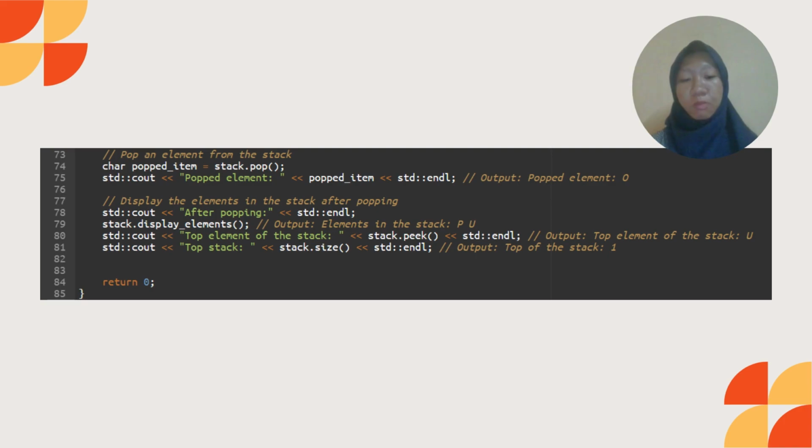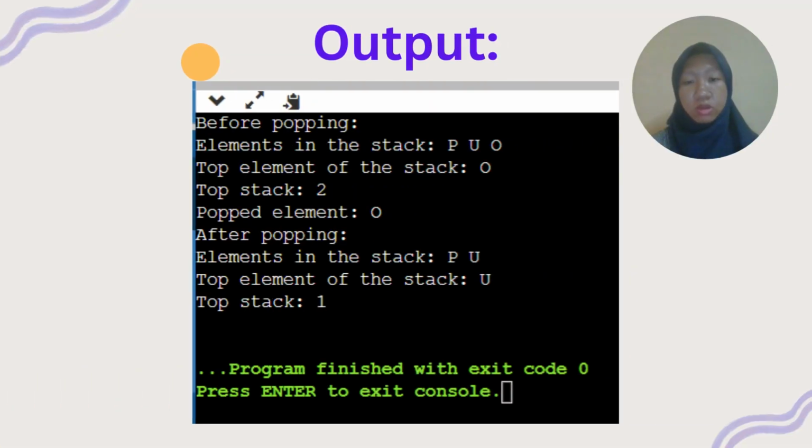So now for the output. Okay, so this is the output. Before popping, the elements in the stack are P, U, and O, and the top element of the stack is O, the top of the stack is 2. Afterward, the popped element is O. And finally, after popping, the element that is left in the stack is U. The top element of the stack will be U. Finally, the top of the stack is 1.